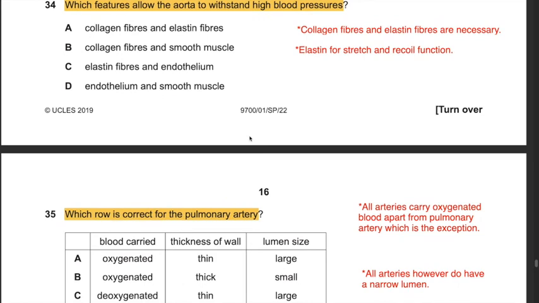Question 34. Which features allow the aorta to withstand high blood pressures? Over here you simply have to keep in mind that the features that allow the aorta to withstand high blood pressures are collagen fibers as well as elastin fibers, not anything else out of the given options. Over here you simply have to memorize it. Hence the answer is A, collagen fibers and elastin fibers, where elastin is necessary for the stretch and recoil function of the aorta.